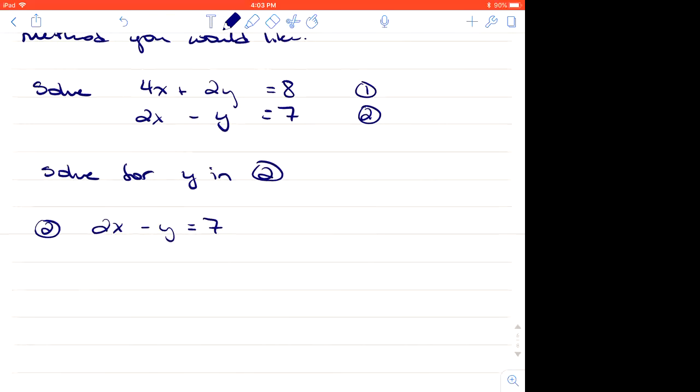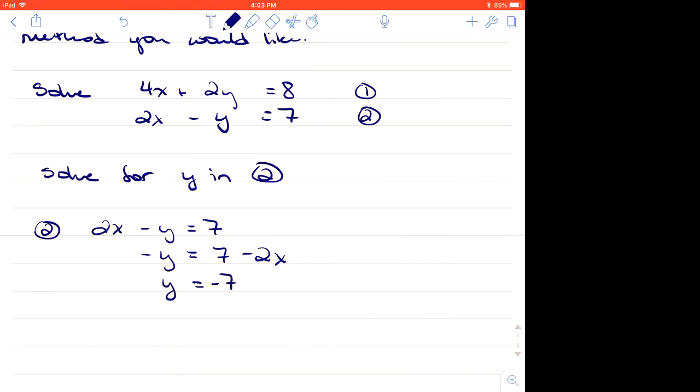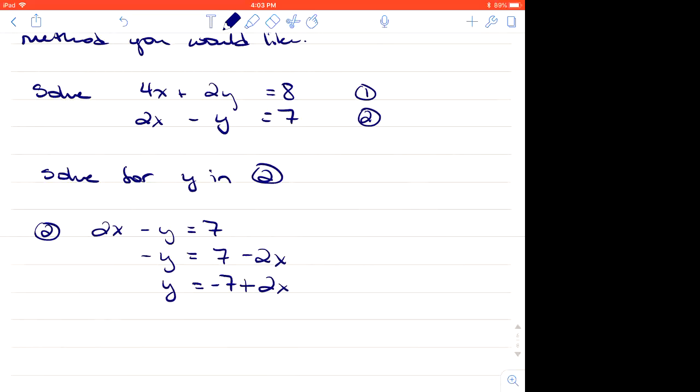Okay. Solving for y, I get negative y is 7 minus 2x, right? Moving the 2x to the other side. And then to ditch the negative on the left-hand side, I'd probably just multiply both sides by negative 1, right? Which means y is negative 7 plus 2x. Negative 2 times a negative 1 is plus 2. Great. Okay, so now we know that y is negative 7 plus 2x.